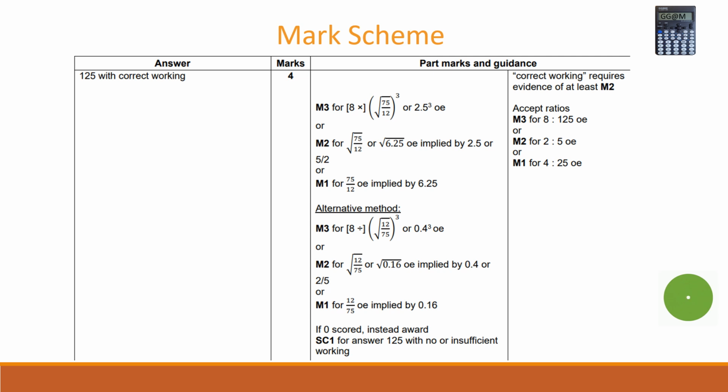The mark scheme on this question shows there are 4 marks. M3 means 3 method marks. OE means or equivalent. M2 is 2 method marks. M1 is 1 method mark. SC1 means if you've got an answer of 125 with no or insufficient working, you will only get 1 mark for the answer because the question said you must show your working out. So if it says show your working out, please make sure you do, otherwise you won't get the full marks for this.